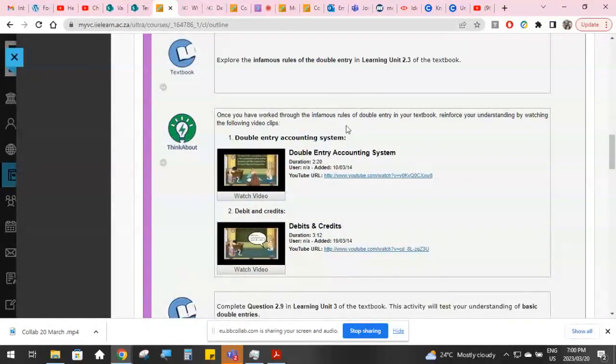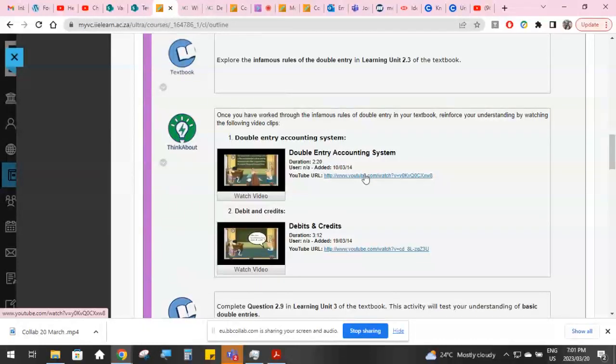Then when you've worked through those rules and you've read them and you have an idea, then reinforce your understanding and come here and watch these 2 videos. If you click on the video itself, it will show you the video on screen in a small version. If you click on the blue YouTube, it takes you to YouTube itself, and you can watch the video in full screen in YouTube itself.